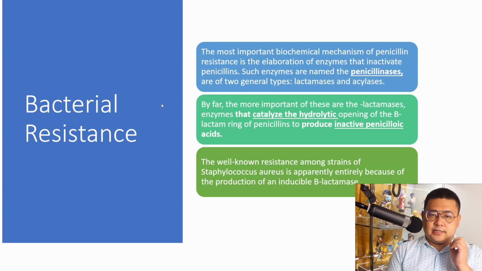We call these enzymes that deactivate penicillin, specifically, penicillinases. Okay? And among these penicillinases, there is a more specific type, which is our lactamases. The lactamases act by destroying the beta-lactam ring. In essence, once you destroy the beta-lactam ring, which is responsible for the antibiotic activity, you render the antibiotic useless. Okay? So it is well known that strains of Staphylococcus aureus produce beta-lactamase.